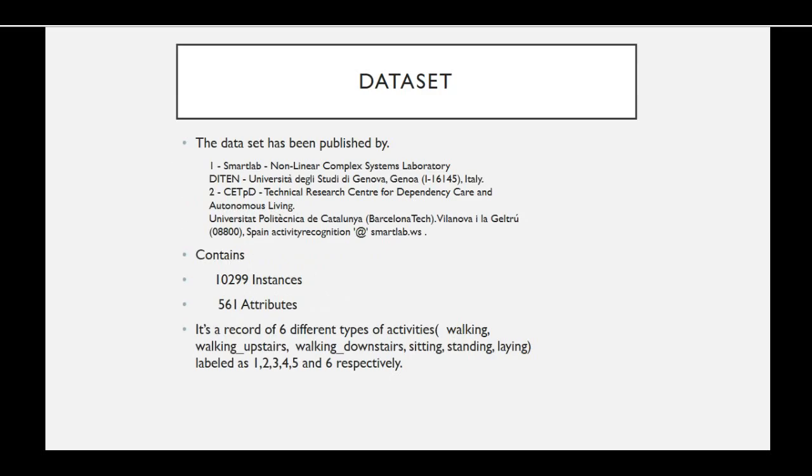Our dataset has been published by the Smart Labs of Genoa University, Italy. It contains 10,000 rows and more than 500 attributes. It has 6 different classes which are walking, walking upstairs, walking downstairs, sitting, standing, and laying, which have been encoded as integers from 1 to 6.